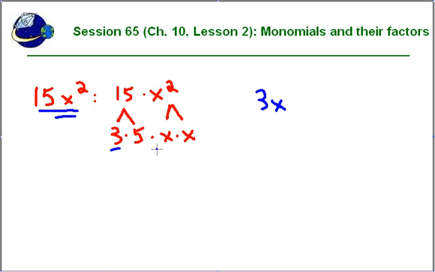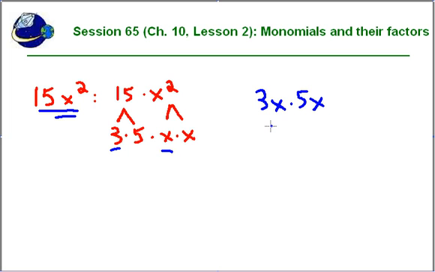We took care of the 3 and the x here. 3 times x is 3x. What are we left with? Well, we're left with 5 times x. Well, what is 5 times x? It's 5x. So we can see that 3x and 5x are also factors of this. So any combinations that we have, we can do.